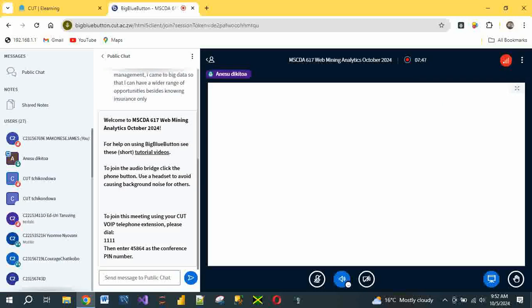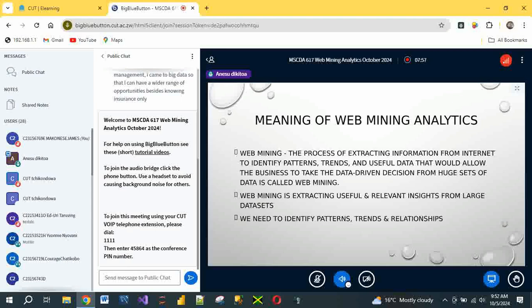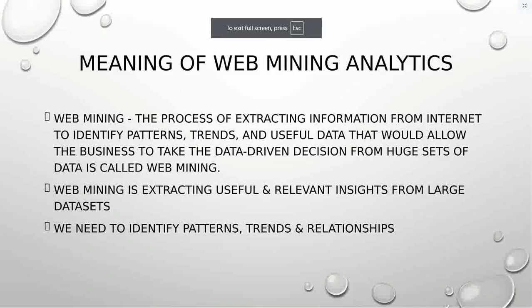I repeat, web mining is the process of extracting information from the internet to identify patterns, trends, and useful data that would allow the business to take data-driven decisions from huge sets of data. Web mining is extracting useful and relevant insights from large data sets. We need to identify patterns, trends, and relationships.